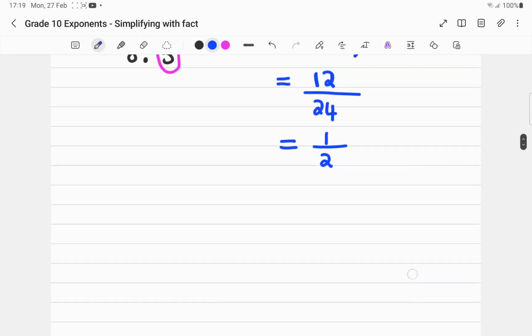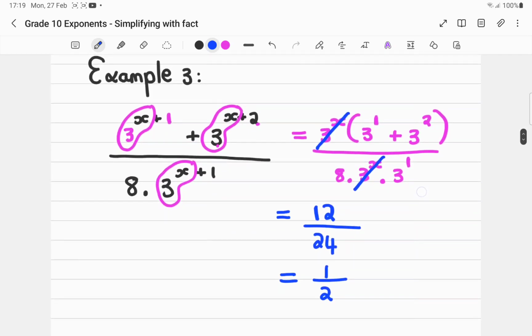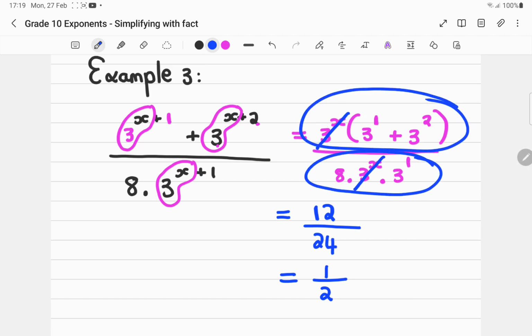oh, I think I wrote all the different answers at the different sums. I just want to make sure. 3 to the power x, I took out 3 to the power 1 plus 3 to the power 2 over 8 times 3 to the power 1. Delete the 3 to the power x's. Why do I delete it? Because I've got one term. And then you've got 12 over 24, which is a half. Okay.